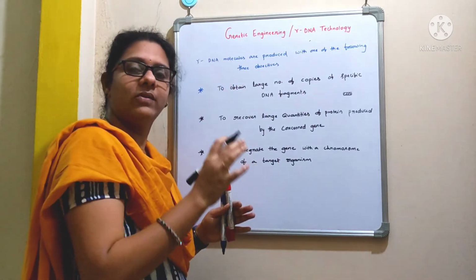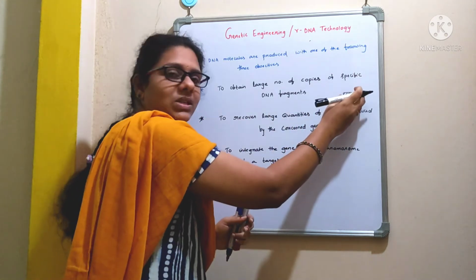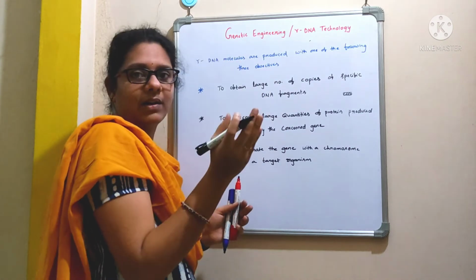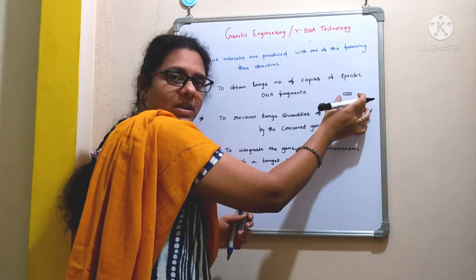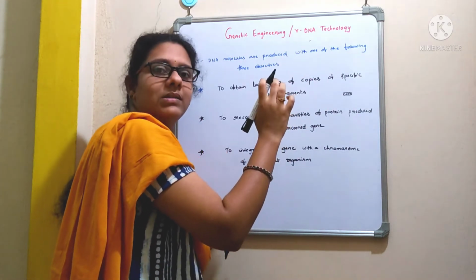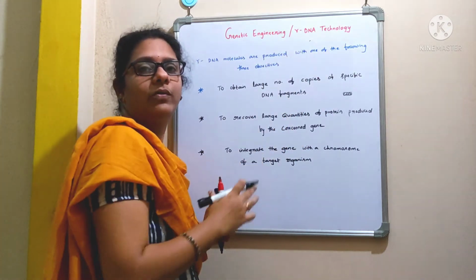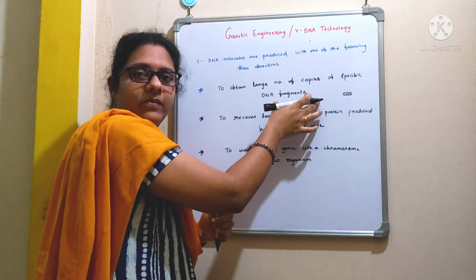For that reason we need to choose a vector, and then we introduce this gene into the vector. We open the vector with the help of restriction enzymes, and then this gene is introduced, right? The adjacent DNA fragments are joined together with the help of the enzyme ligase, and then we go for the cloning process where we get multiple copies of the gene.